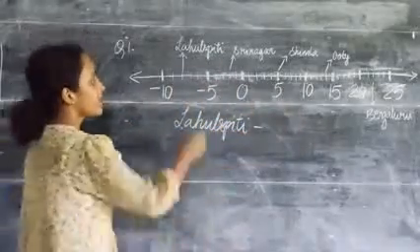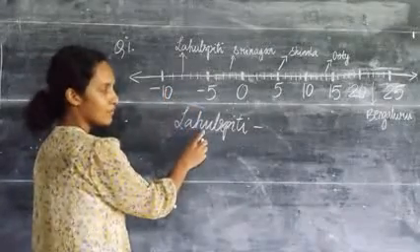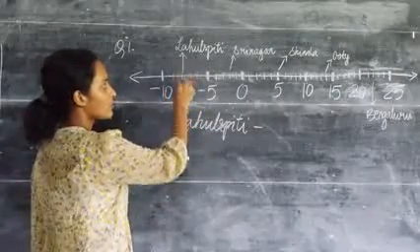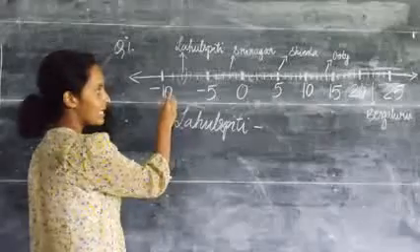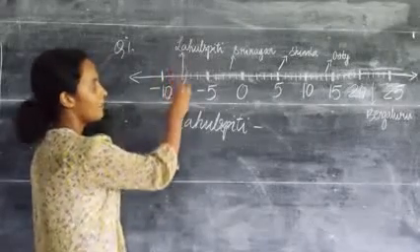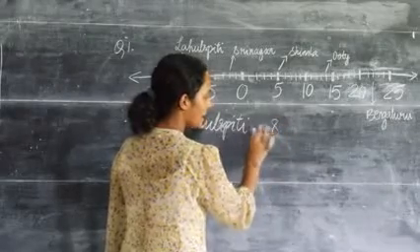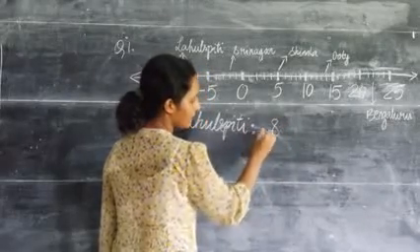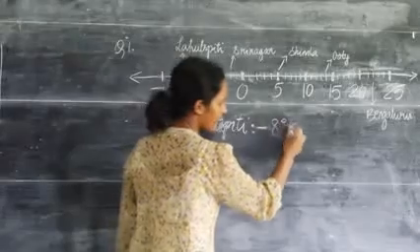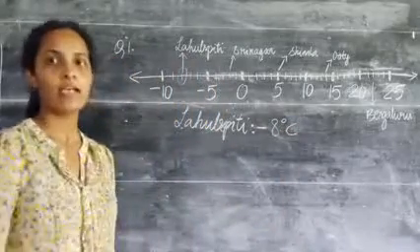So now let's see. Minus 10, what is the temperature at Lahaul Spiti? Lahaul Spiti is marked on this line. So which means it is minus 10, minus 9, minus 8. So what is the temperature at Lahaul Spiti? Minus 8. Minus 8 degree Celsius is the temperature at Lahaul Spiti.